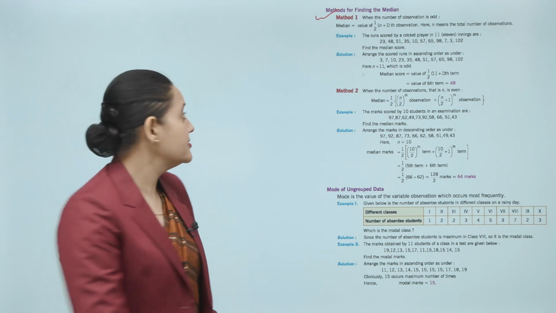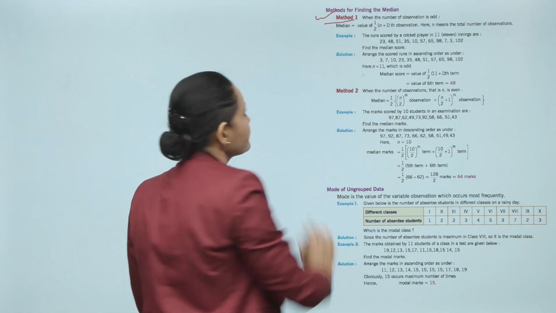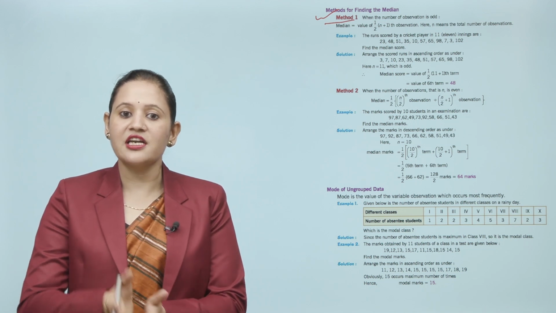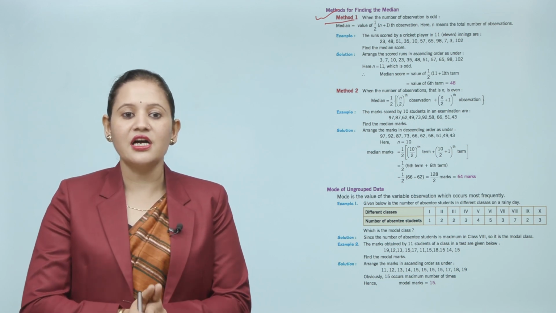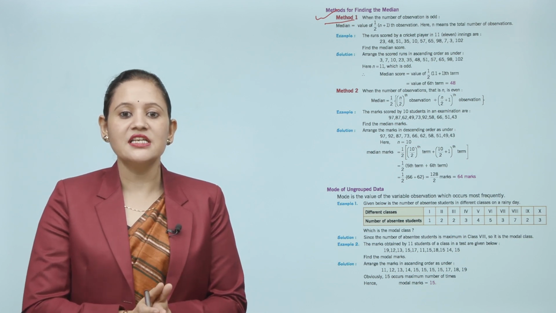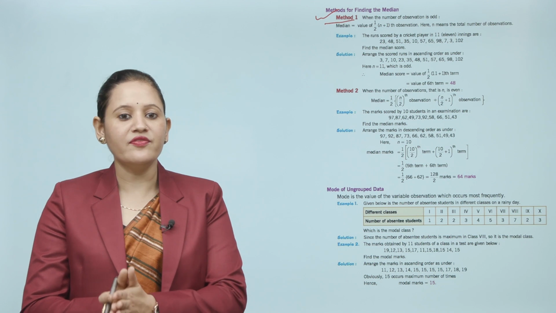Next, methods for finding median. First method, when the number of observations is odd. If the number of observations is odd, then what will happen? Median equals the value of the (n plus 1) by 2 th observation. Here n means the total number of observations.